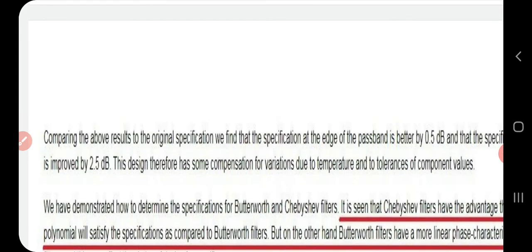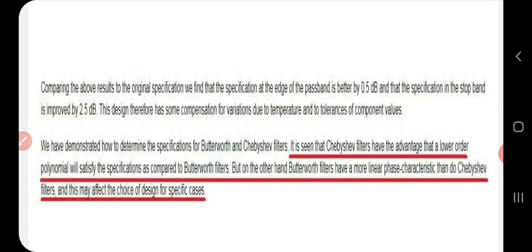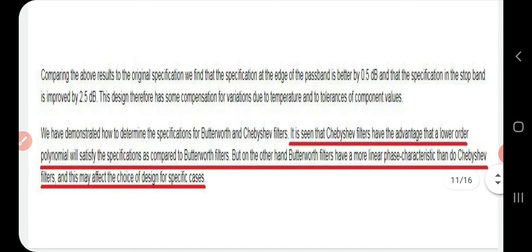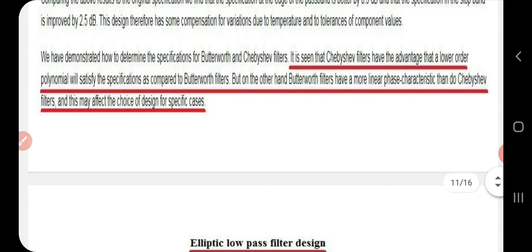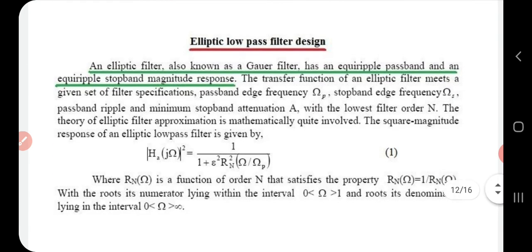It is seen, just a theory part, that Chebyshev filters, as I already said, have the advantage that a Chebyshev filter of lower order will satisfy our criteria very easily, even compared with a Butterworth filter of higher order. But the Butterworth filter has more linear characteristics when compared to the Chebyshev filter. That's the only drawback. Now the last session, elliptic low-pass filter design.